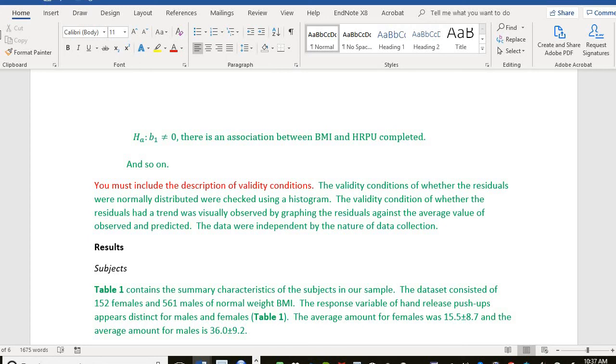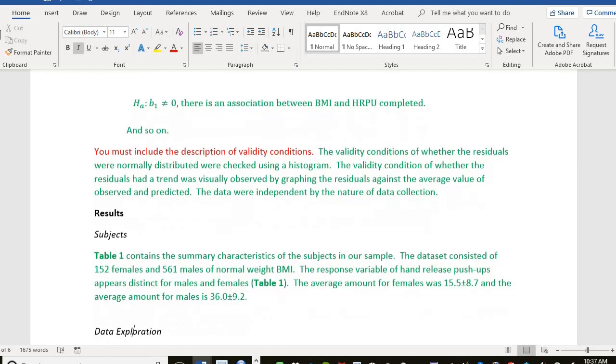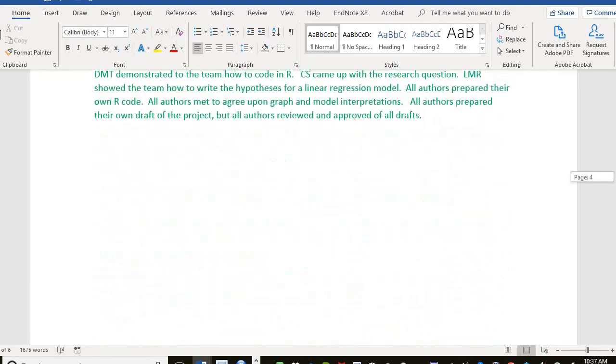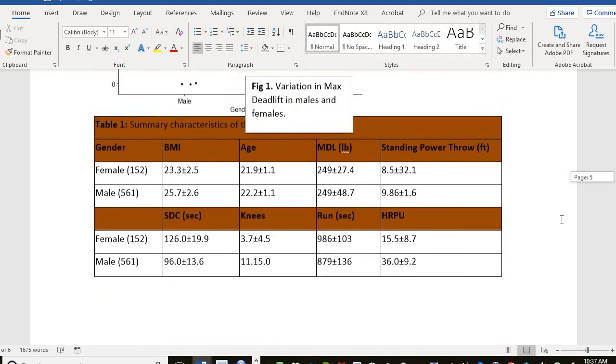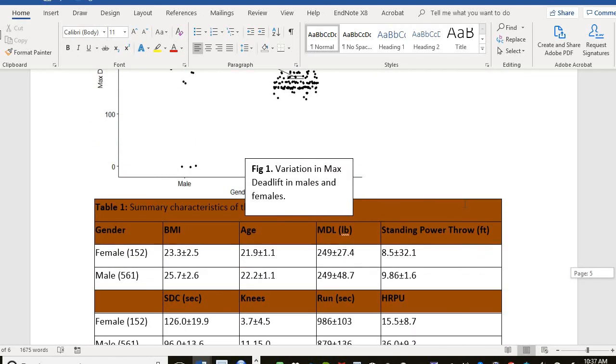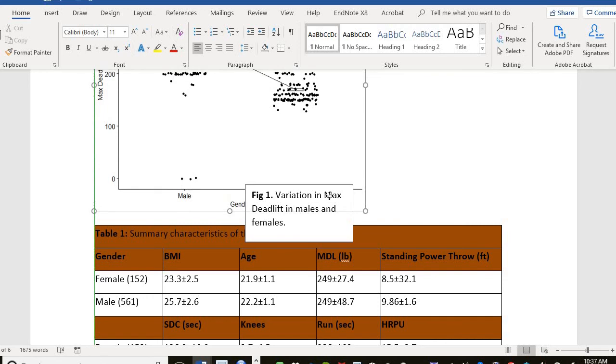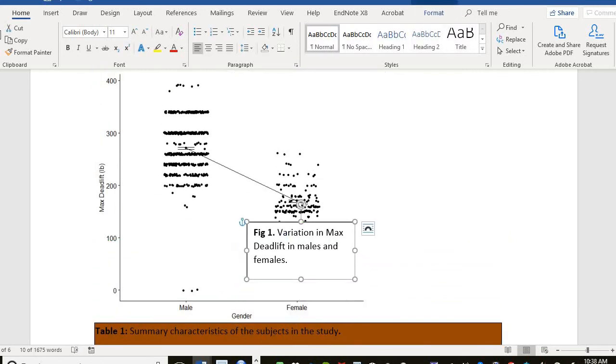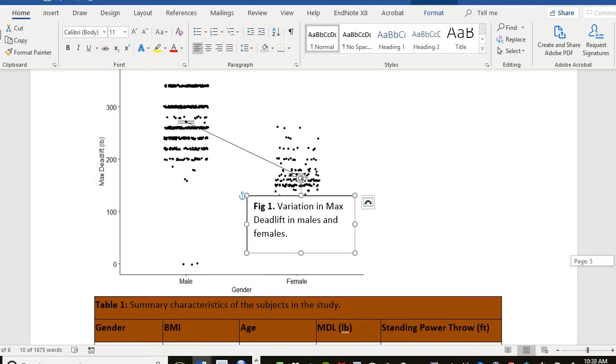Okay, subjects, you need a table. I can't imagine this, but I guess people may not have had a table. You see that I have a table and my figures are labeled. I like to put text boxes in there so that if you have a caption underneath, it doesn't start to move around, so I don't like to see that.